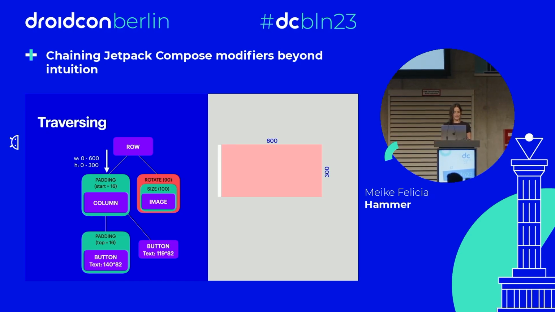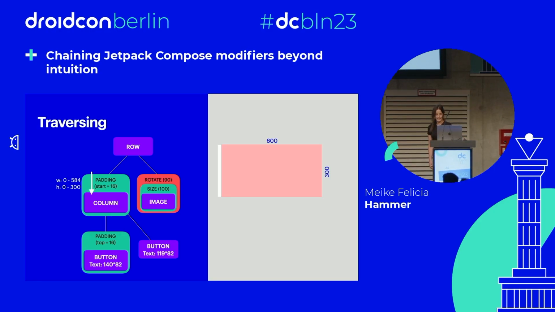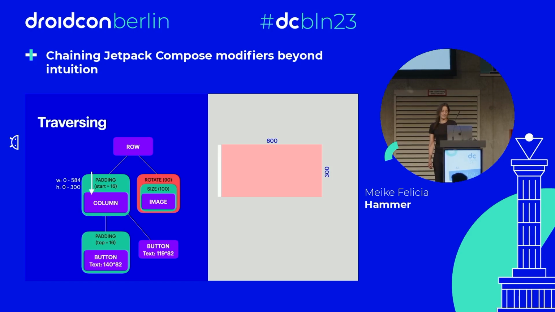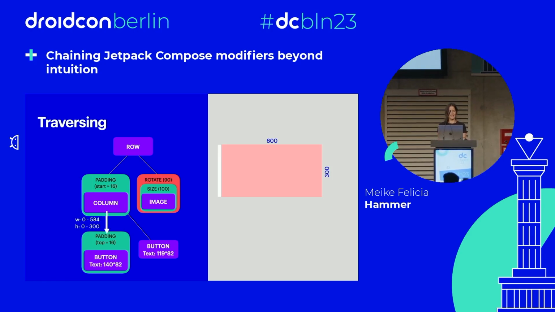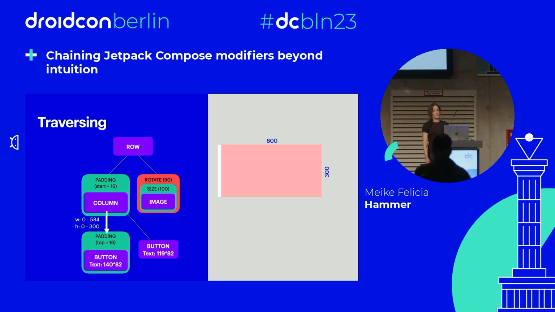Then the column comes in and actually gets its constraints, which are reduced in the width and only now 584. Okay, but the column again doesn't know what size it is because it can show several items inside. So we'll just again pass the constraints to its child. We have again a padding modifier wrapping a button, which is actually showing some text. Imagine the text length leads to a size of 140 by 82.